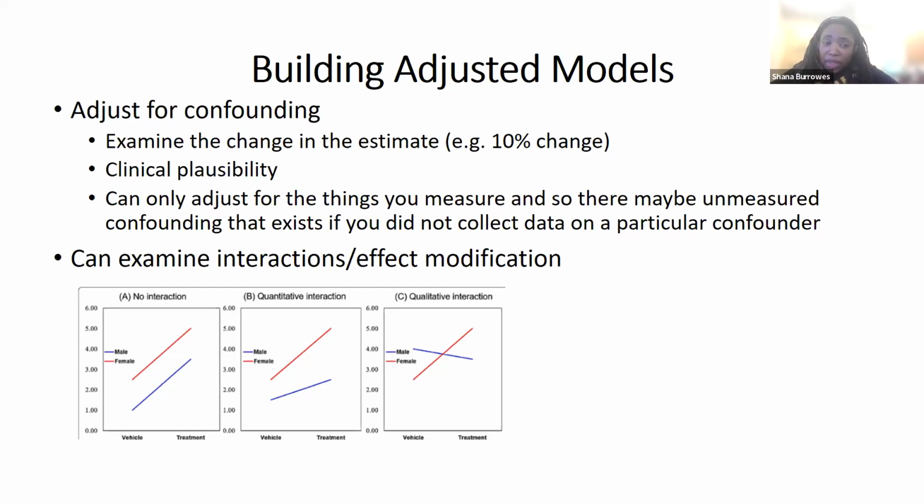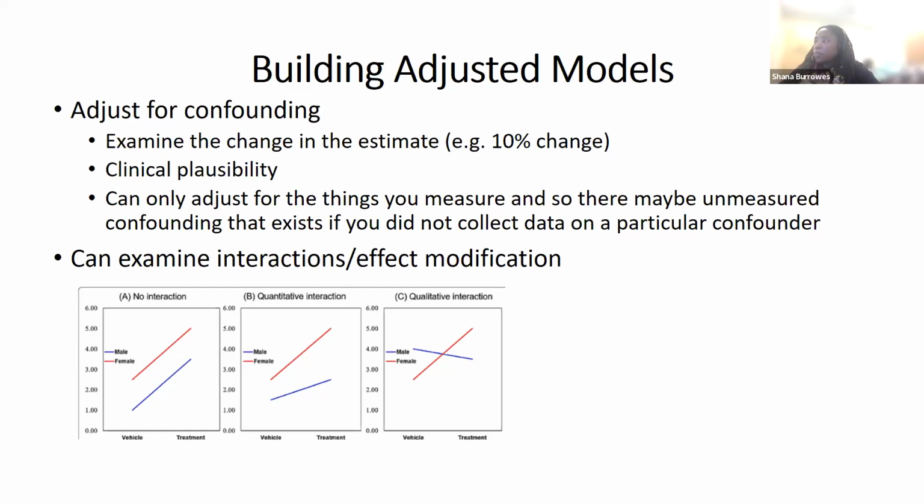And just as a caveat with confounding, you can only adjust for things that you've measured. If you've not collected data on a potential confounder, then you cannot adjust for it in your model. This results in what we call unmeasured confounding. It's one of the reasons why people consider a randomized controlled trial the gold standard, because the assumption is that randomization accounts for both measured and unmeasured confounding.